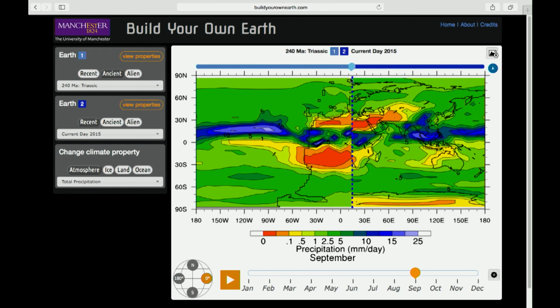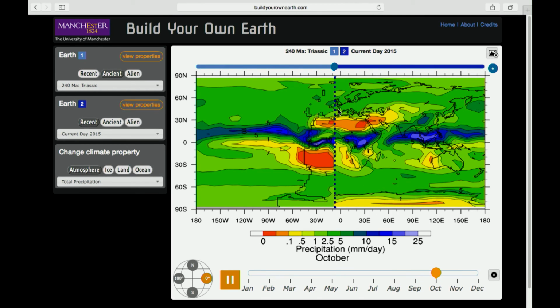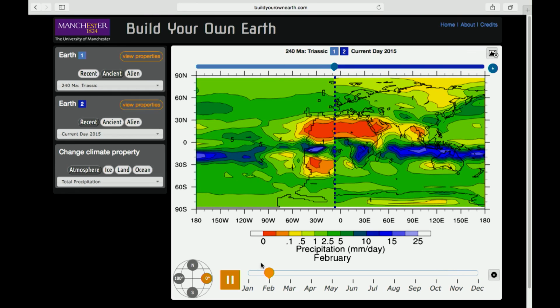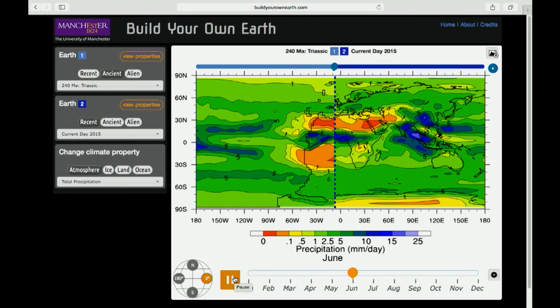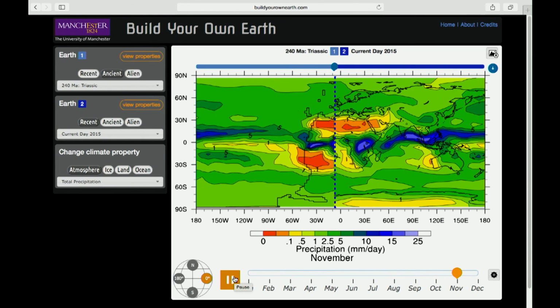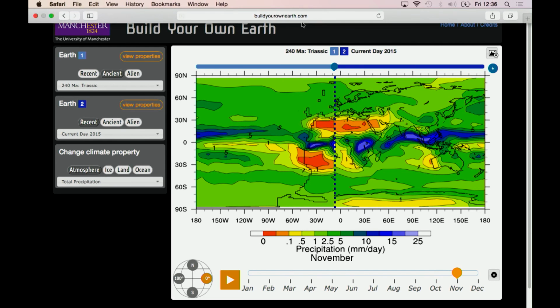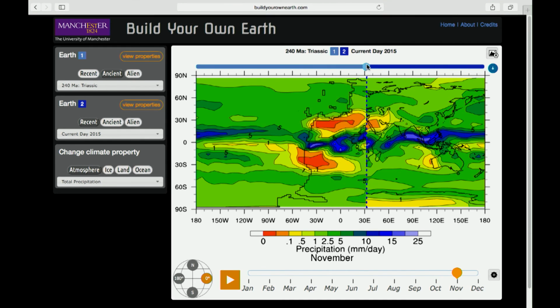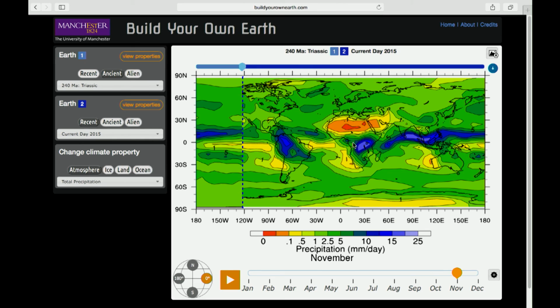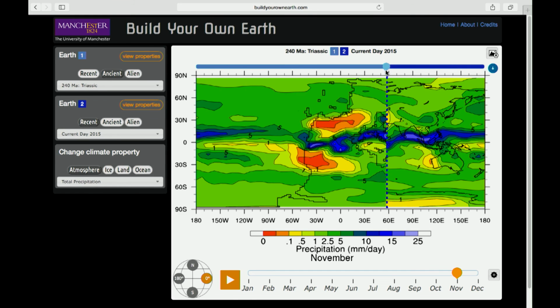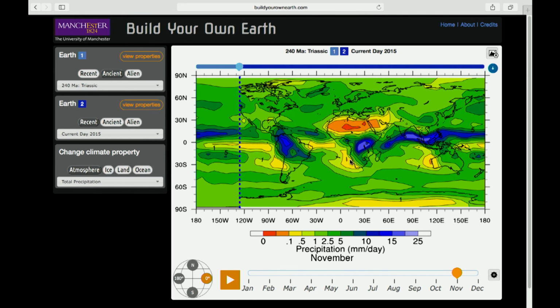Comparison to the current day shows that not only can the Triassic ITCZ be a little bit stronger than the ones that we have today, but that this formation of this second desert area south of the ITCZ is present during the Triassic, yet not in the current day simulation.